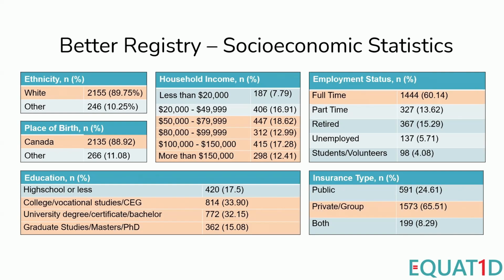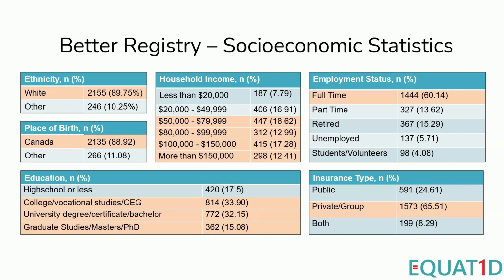17.5% of participants had high school education or less. So the majority of participants in the registry have higher levels of education, including post-secondary education. The majority of participants in the registry had income levels higher than $50,000 per year. So there was a smaller number of participants with lower income levels under $50,000 per year.